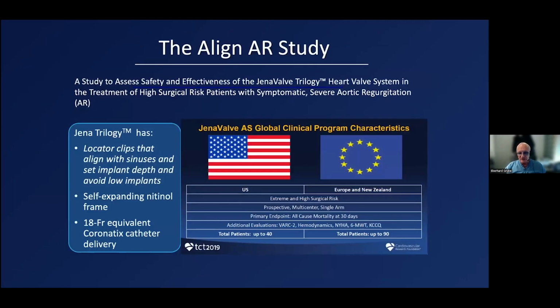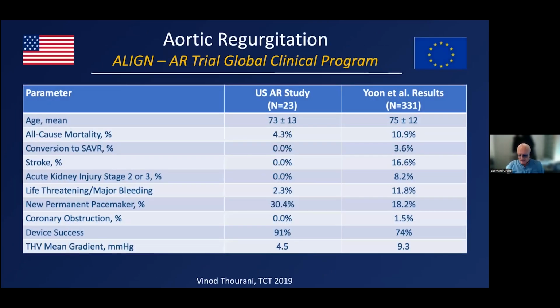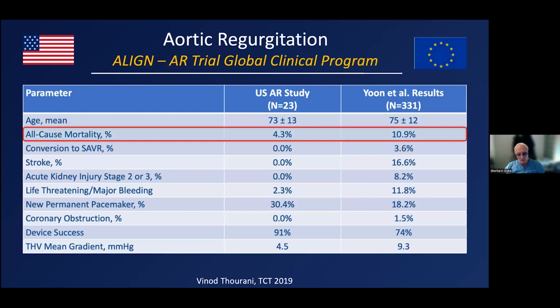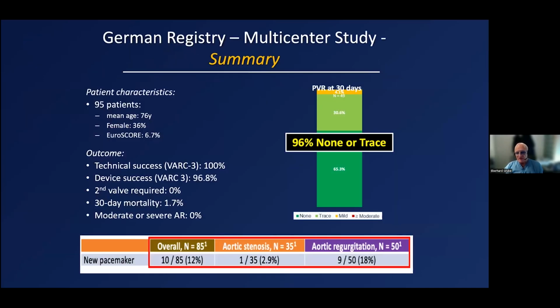The ALIGN-AR study in Europe and in the United States assessing safety and effectiveness of the JenaValve has been concluded. The intermediate results show very low mortality rates and a very high success rate. This is an interesting summary of the German multi-center study with 95 patients, high technical success, no second valve required, 30-day mortality a low one-digit number, here 1.7%, and moderate or severe aortic regurgitation in no patient.